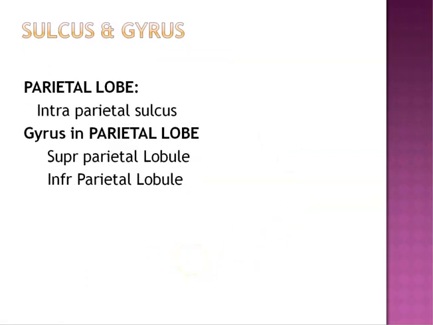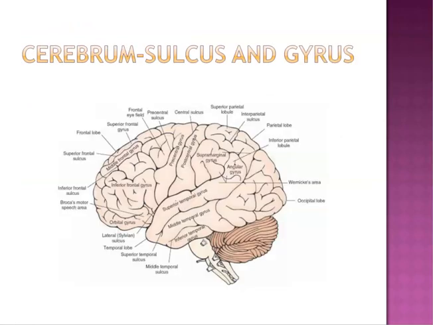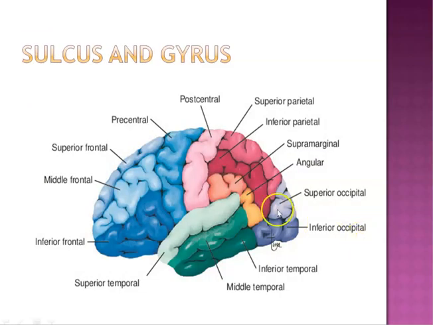Moving on to the parietal lobe, I'll show it to you in the diagram. This is the parietal lobe. You have the superior parietal lobule and inferior parietal lobule. In between you have the sulcus called the intraparietal sulcus, which divides the superior parietal lobule and inferior parietal lobule.